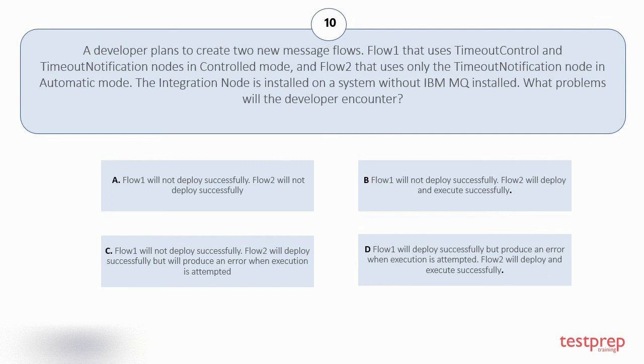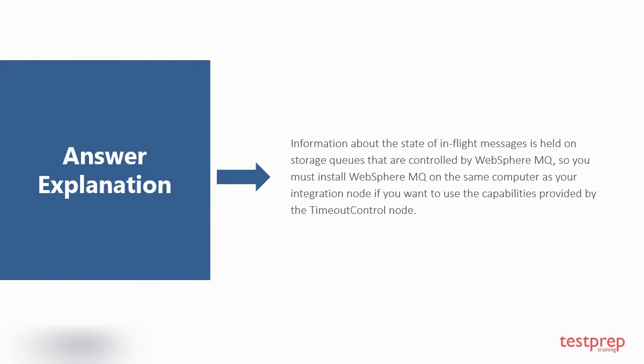B. Flow 1 will not deploy successfully. Flow 2 will deploy and execute successfully. C. Flow 1 will not deploy successfully. Flow 2 will deploy successfully but will produce an error when execution is attempted. D. Flow 1 will deploy successfully but produce an error when execution is attempted. Flow 2 will deploy and execute successfully. The correct answer is option B. You can refer the following for the explanation of the answer.